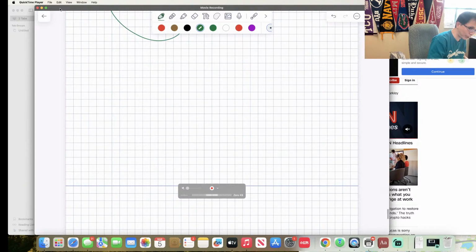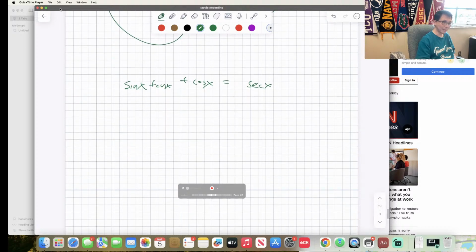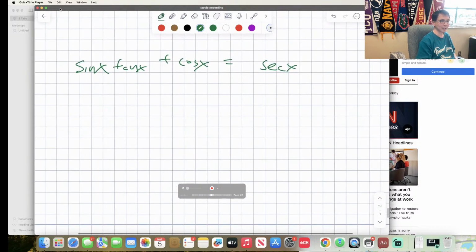Okay, I should try one here. This one's a little bit harder. I'm going to start with this: sine of x tan of x plus cosine of x equals secant of x. Now, which side is more complex? The left side. So the right side, don't pivot, don't change it, just leave it like that. We just have to prove the left side equal to the right side.